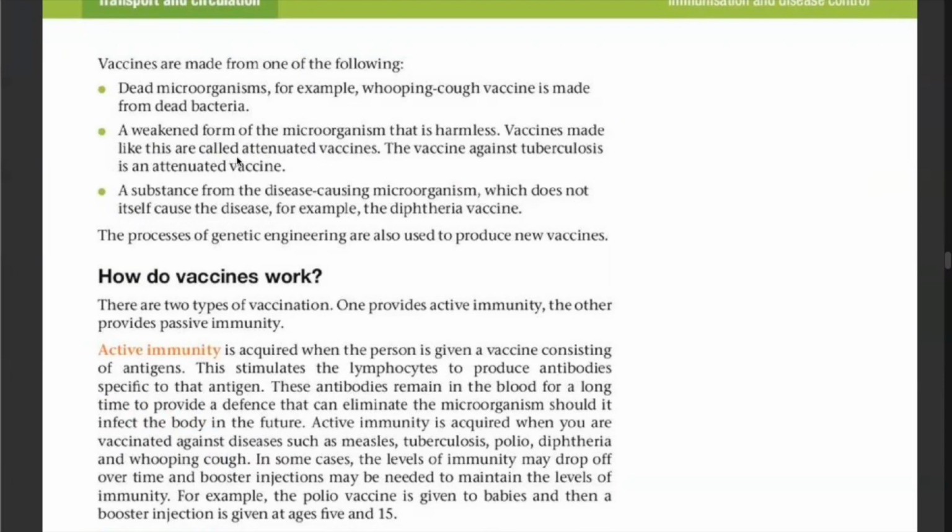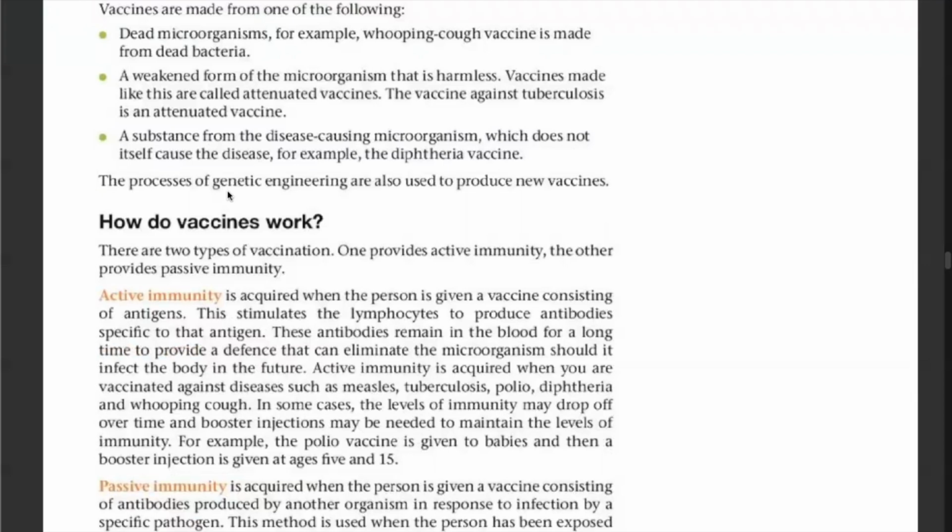Now, you don't necessarily have to remember this term, but it's still very important to consider. The vaccine against tuberculosis, for example, is an attenuated vaccine, because what they do is take a weakened form of tuberculosis, something that can't harm you, and then they use it to make a vaccine that is injected into you. Vaccines are also made from a substance from the disease-causing microorganism, which does not itself cause the disease, for example, the diphtheria vaccine. You realize in general, to make a vaccine, you have to have access to the particular bacteria or virus it fights against, and then you use that bacteria or virus in a harmless way to produce a vaccine, all right? Later on, in an upcoming recording, we'll take a look at genetic engineering to see how it is used to produce new vaccines and so on, right?